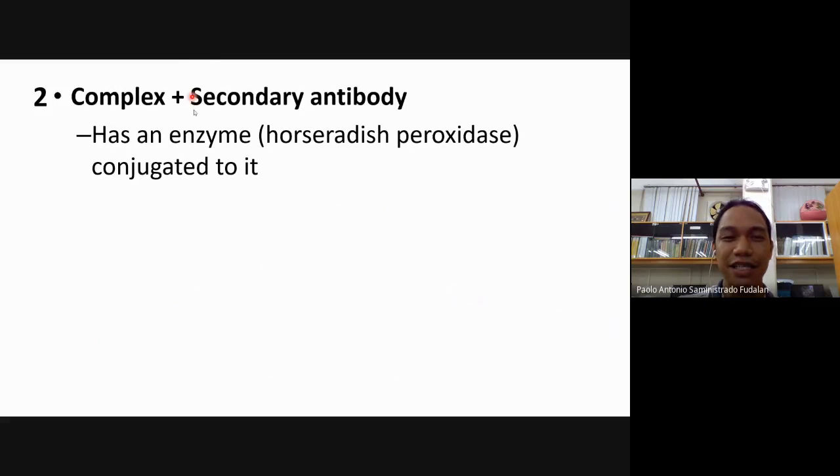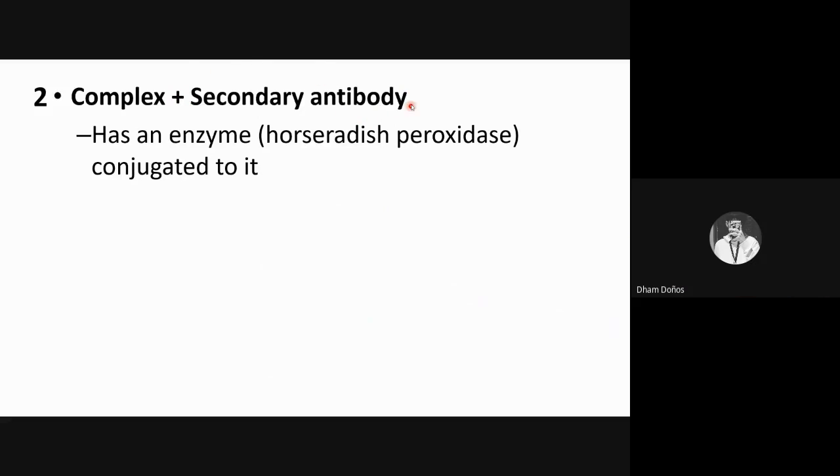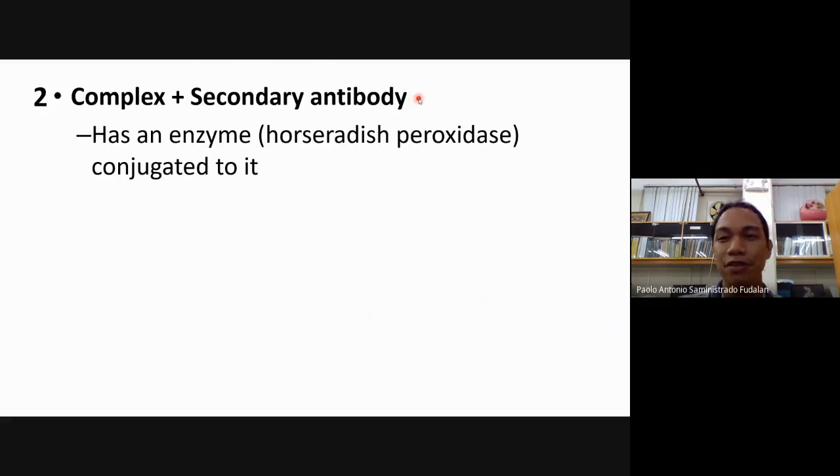So what really is needed is a secondary antibody. Okay. So unsa maning secondary antibody, where is it from? Is it still from you or where is it from? Is this from the patient or is this from somewhere else? Lahi na, sir. Okay. So this is not anymore from the patient, no?